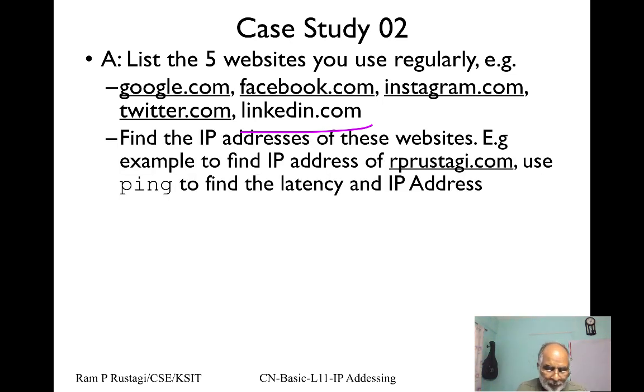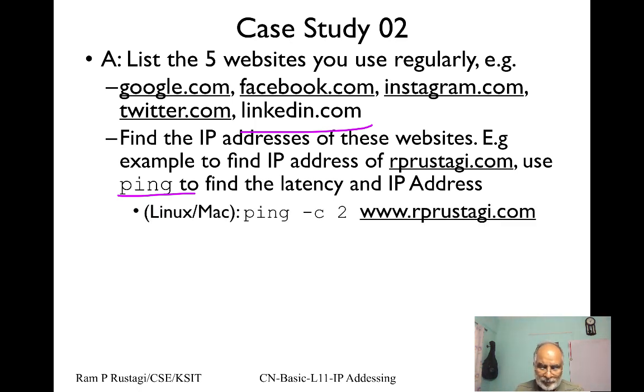You can issue a ping command on the terminal window of a machine. If it is a Linux machine, you can say ping -c2. C2 means send only 2 packets, and it will give an output showing reachable, and it will give the IP address. For example, if you ping my own site, it will send 2 packets and display the IP address. Same way you can do ping google.com or facebook.com.